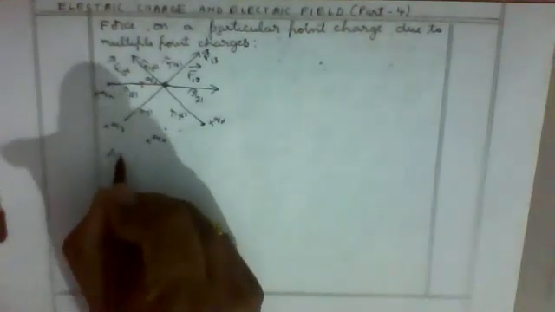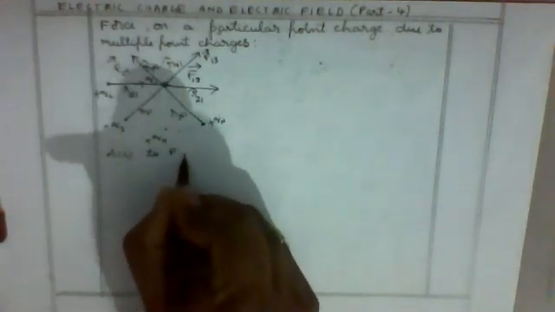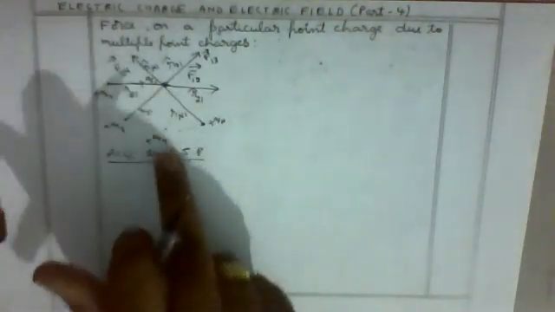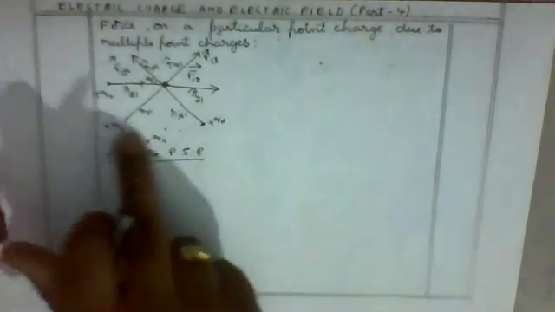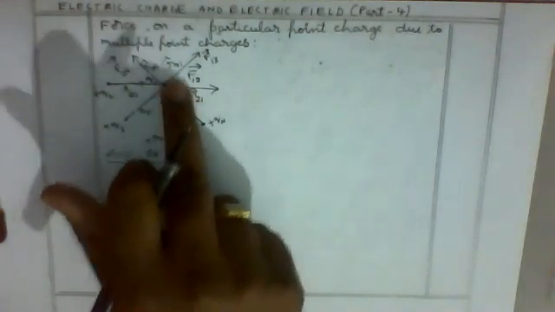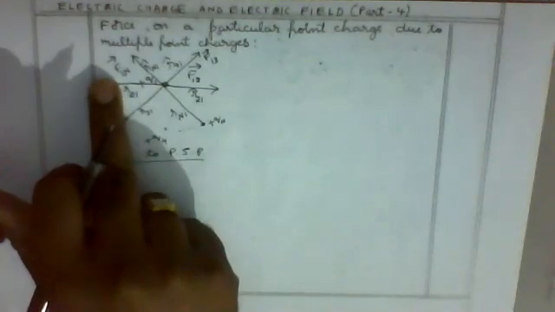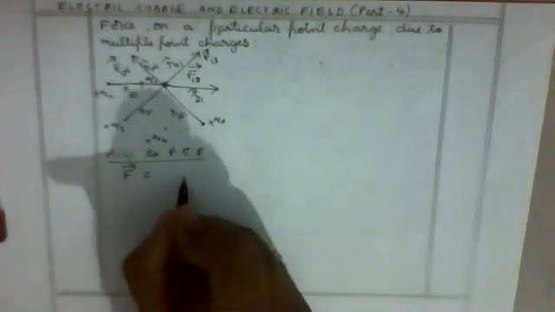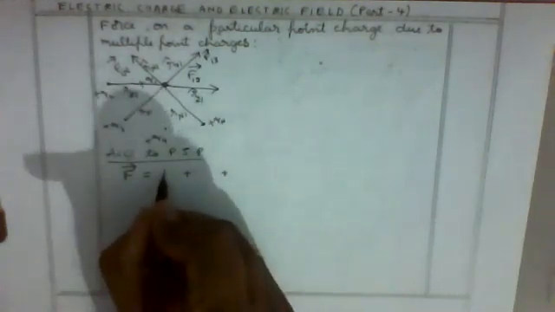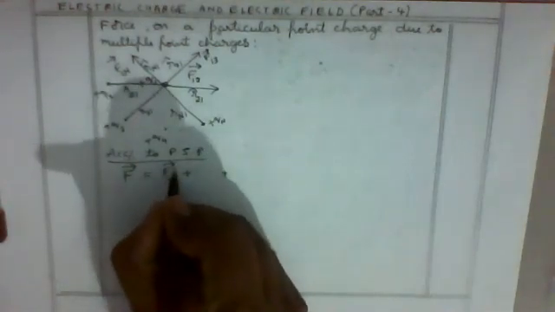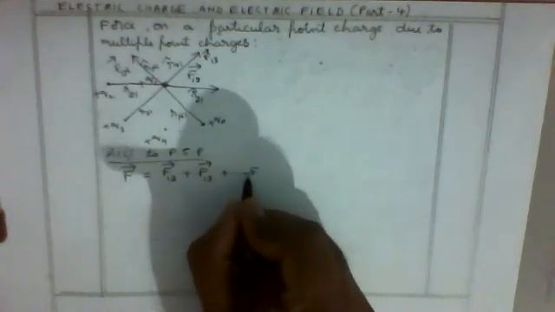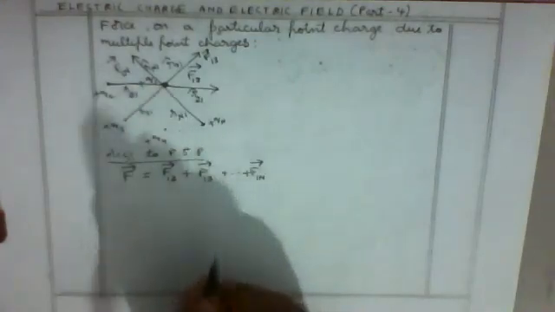According to the principle of superposition, when a number of charges are interacting, the resultant force acting on one particular point charge due to a group of point charges is equal to the vector sum of forces produced by individual point charges.